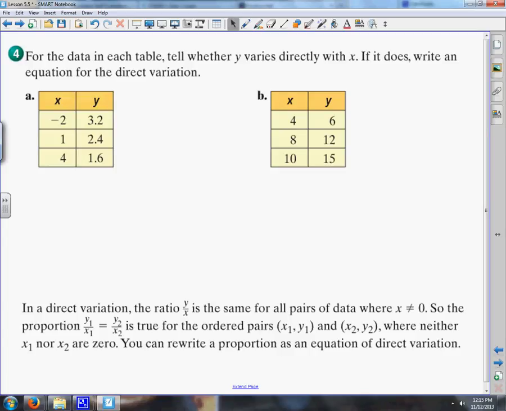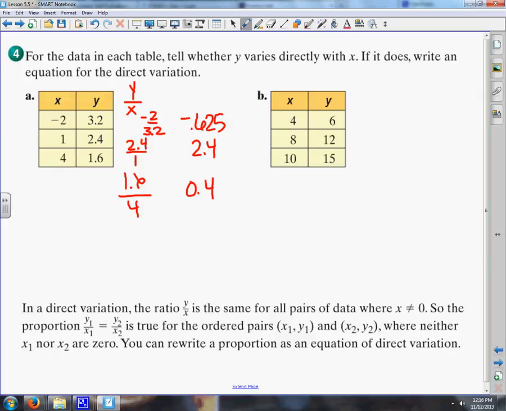So for the data in each table, tell whether y varies directly with x. If it does, write an equation for the direct variation. Okay, so here's my table. So then I'm going to make a table of y over x. So this would be negative 2 over 3.2. Take out your calculator. 2 divided by 3.2 is negative 0.625. And then I'm going to do 2.4 divided by 1 is 2.4. And then 1.6 divided by 4 equals 0.4. So these are not the same. So this is not a direct variation.